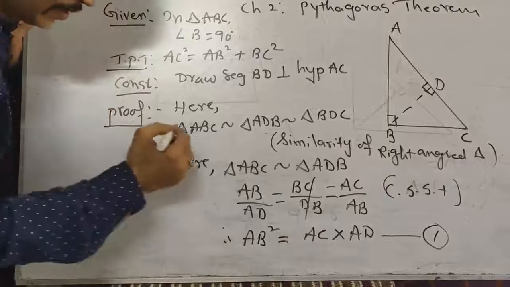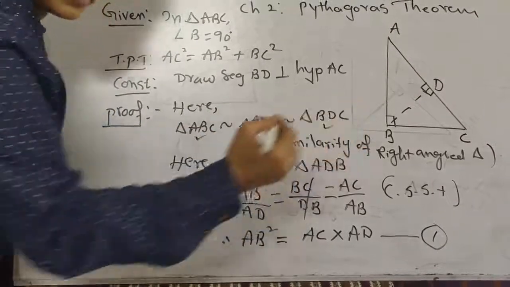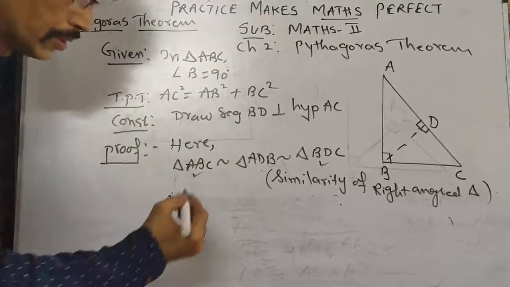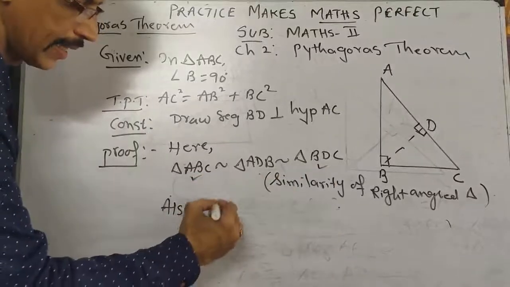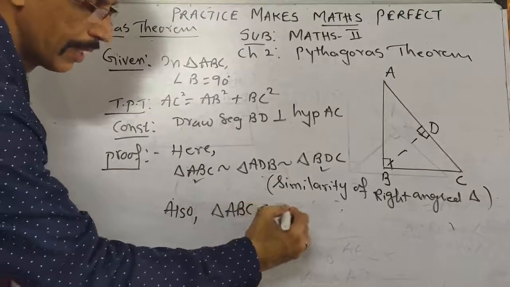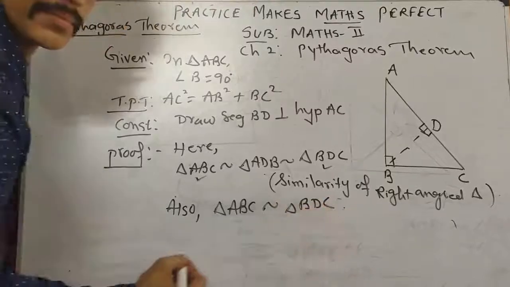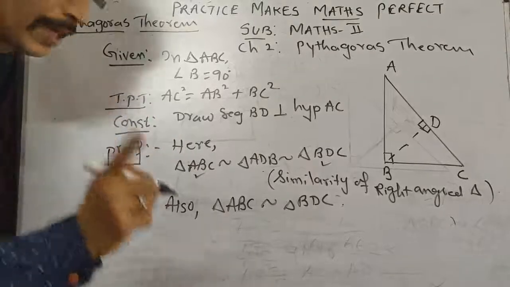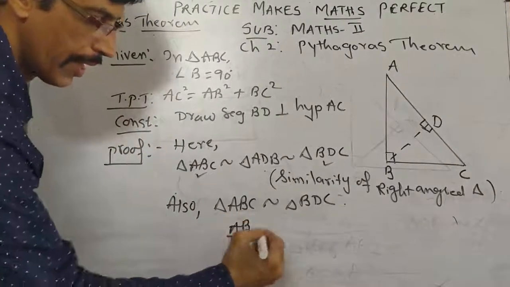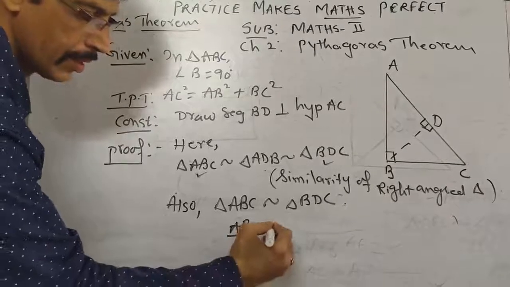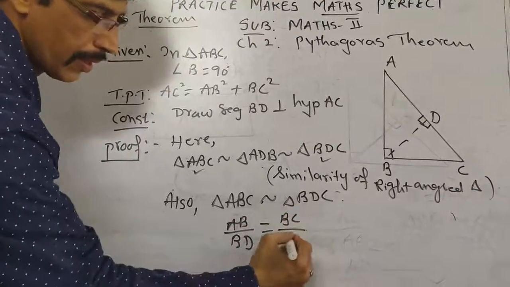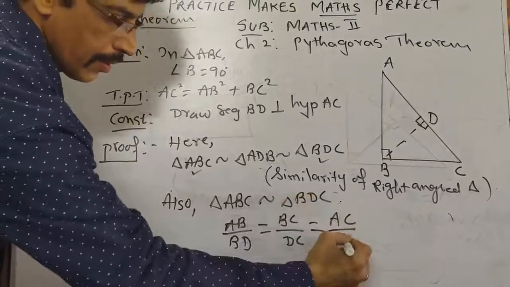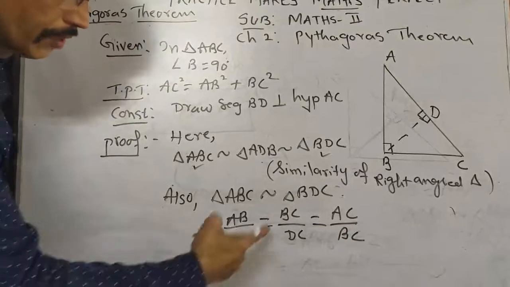Now second time we will take this triangle and this triangle, and we will do it in the same manner. Triangle ABC is similar to triangle BDC. These two triangles are similar, so sides are in proportion. AB upon BD is equal to BC upon DC is equal to AC upon BC.